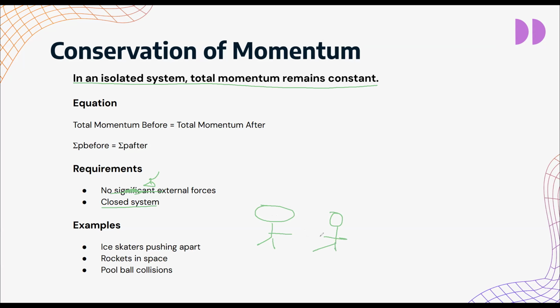I'm pretty bad at drawing, but imagine these guys. They're happy because they're demonstrating physics. They push each other apart, so one will go here, one will go here. The total momentum before is going to equal the total momentum after. Since before they push each other there's zero total momentum, and after they push each other they're going in different directions, the momentum in this direction must equal the momentum in this direction. So P1 must equal P2, and these are in opposite directions.